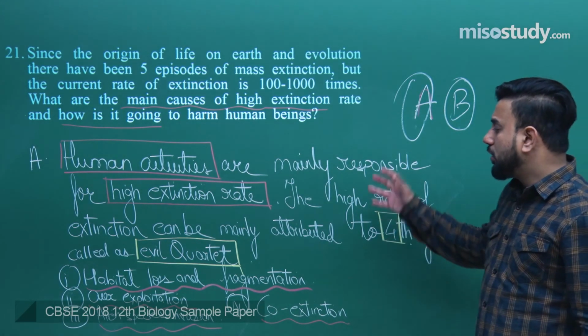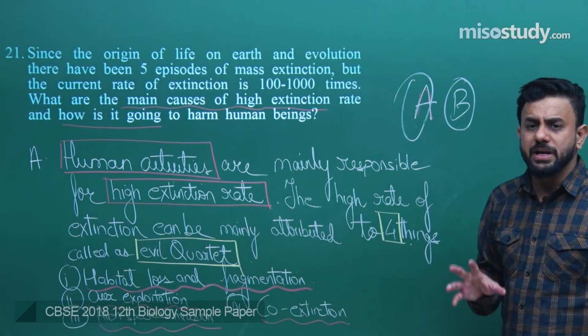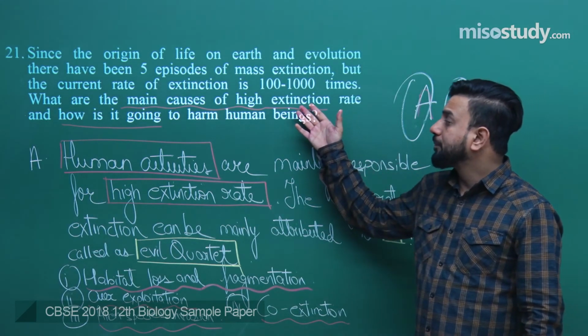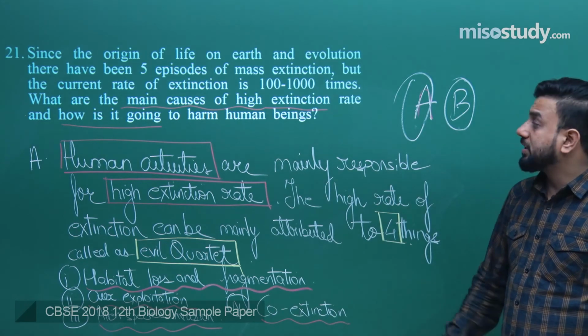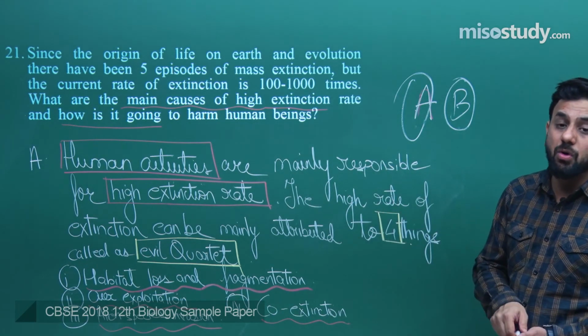So we see, you have to just write this. I'm just explaining for you to understand. These were the main causes of high extinction rate, the evil quartet.